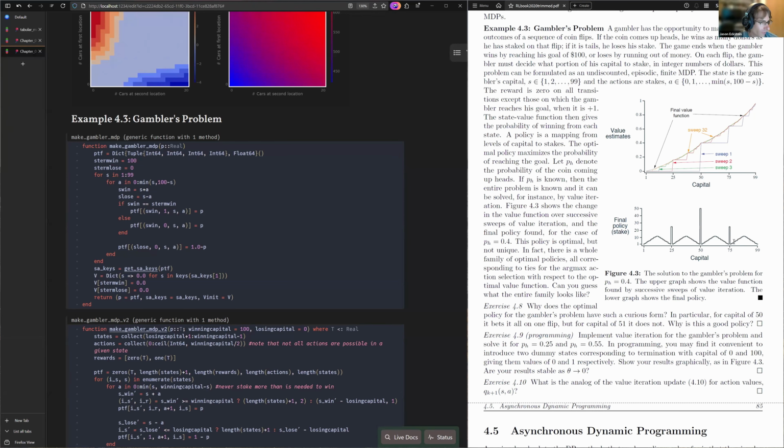So the first exercise question, and you should probably think about this before actually attempting to solve this problem at all, is why does the optimal policy have such a curious form? In particular, for capital of 50, it bets all on one flip, but for 51, it does not. Why is this a good policy? So would anyone like to take a stab at this answer or have any thoughts about this?